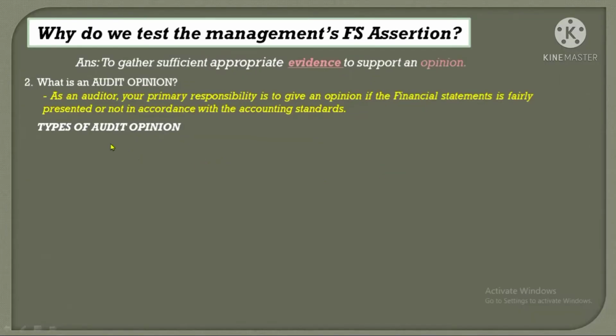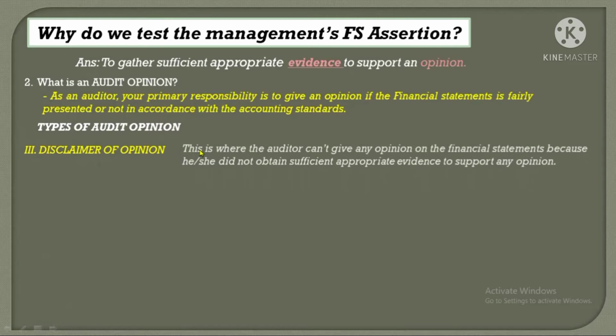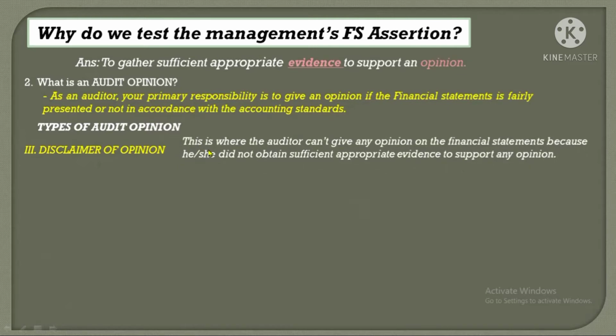Another type of opinion is what we call the disclaimer of opinion, which is actually not an opinion at all. The disclaimer of opinion only states that the auditor can't give any opinion on the financial statements because he or she did not obtain sufficient appropriate evidence to support any type of opinion. This is usually due to a scope limitation or limitations.